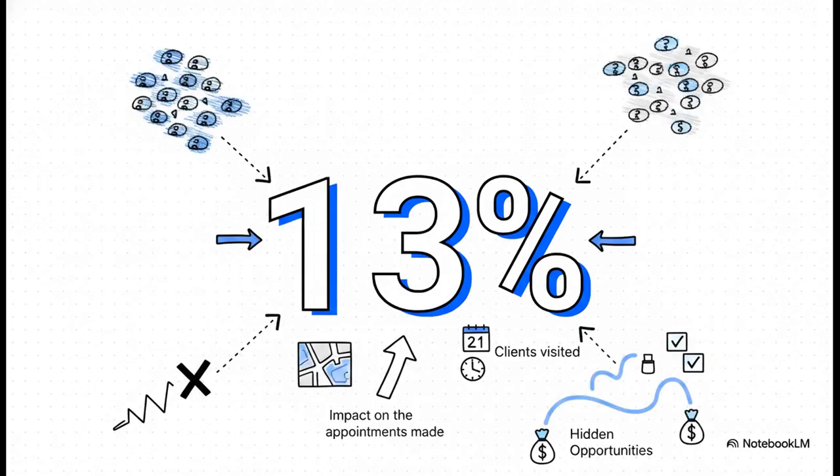Plus, the impact on the ground for your team is immediate. Reps utilizing these dynamic, clustered territories actually experience a 13% increase in the number of appointments made and a 9% increase in the number of clients visited every single month. Why? Because they aren't driving past hidden opportunities anymore, and they certainly aren't wasting time in dead zones. They are right where the action is.